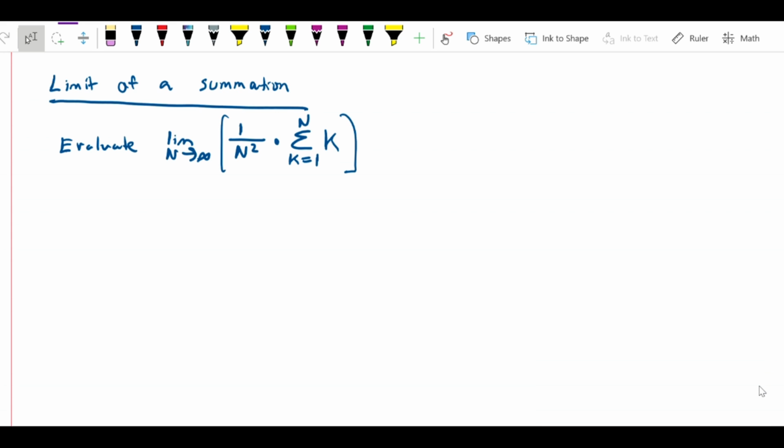Because we haven't yet combined enough different concepts in calculus, we thought that we'd combine two of the more confusing symbols, the limit symbol and the summation symbol. So this is the limit of a summation.